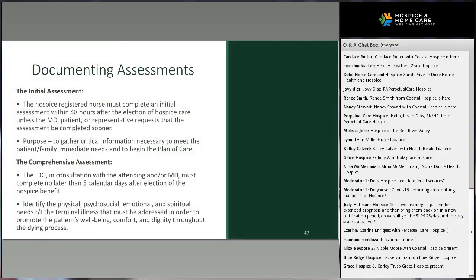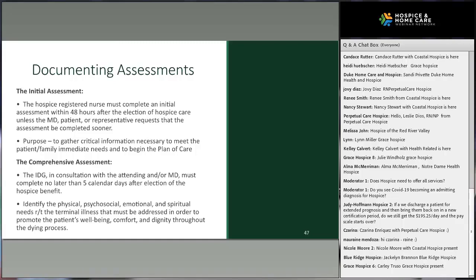So it's important. We do assessments in hospice. We do the initial assessment, which is done by the registered nurse. It needs to be completed within 48 hours of the election of hospice care, unless the patient or representative requests that it be completed sooner. But we are able to do that within 48 hours. And that's really about gathering critical information to begin building that plan of care.